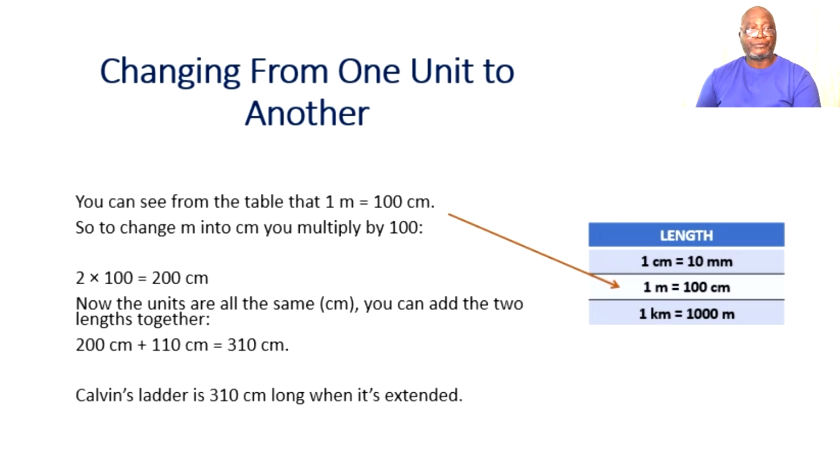And here is how you do it. You can see from the table that 1 meter is equal to 100 centimeters. So to change meters into centimeters, you multiply by 100. Now we can solve the problem. 2 times 100 is equal to 200 centimeters. And the units are now all the same in centimeters. So to answer the question, you say 200 centimeters plus 110 centimeters are equal to 310 centimeters. Calvin's ladder is 310 centimeters long when it's extended.